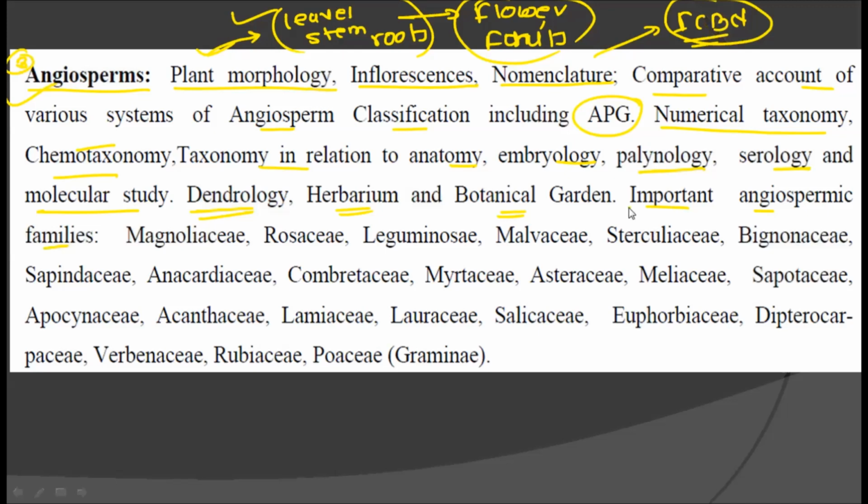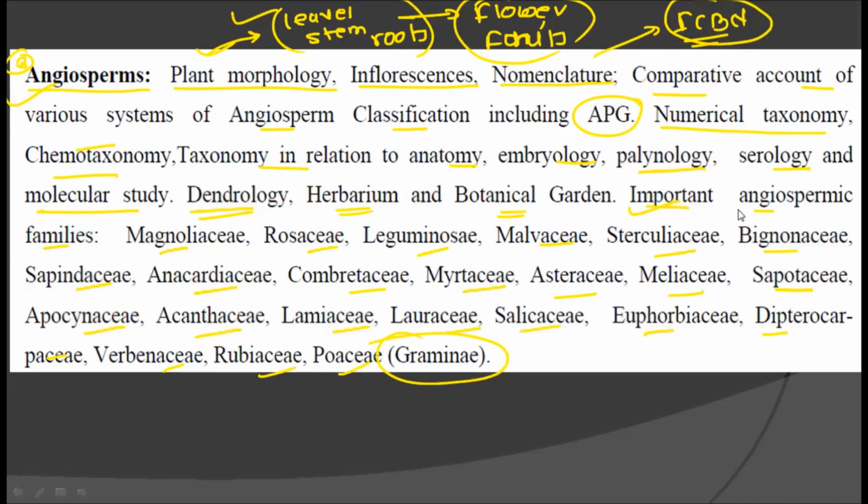Then you have to study the important angiospermic families like Magnoliaceae, Rosaceae, Leguminosae, Malvaceae, Sterculiaceae, Bignoniaceae, Sapindaceae, Anacardiaceae, Combretaceae, Myrtaceae, Asteraceae, Meliaceae, Sapotaceae, Apocynaceae, Acanthaceae, Lamiaceae, Lauraceae, Salicaceae, Euphorbiaceae, Dipterocarpaceae, Verbenaceae, Rubiaceae, and Poaceae, which is also called Gramineae.